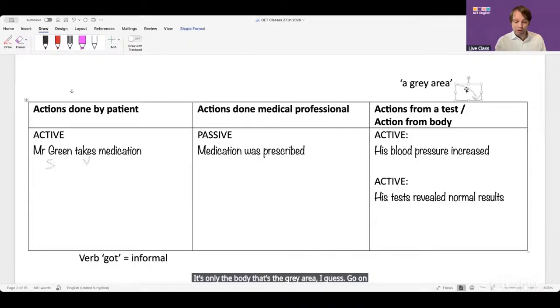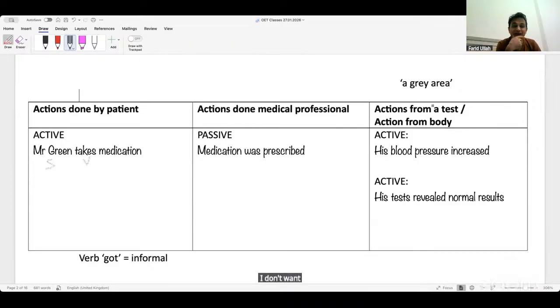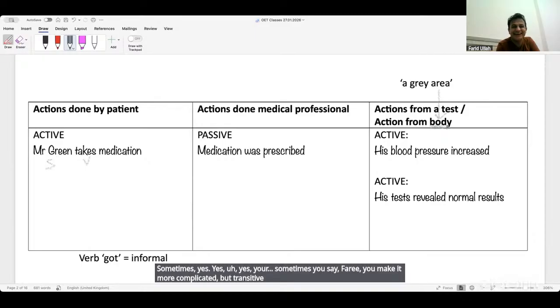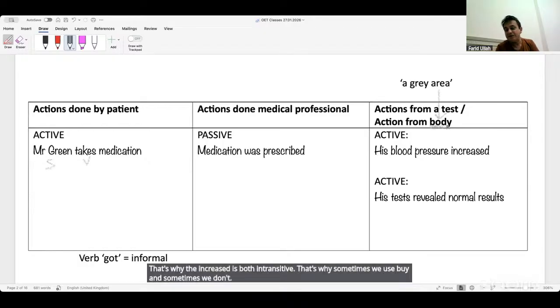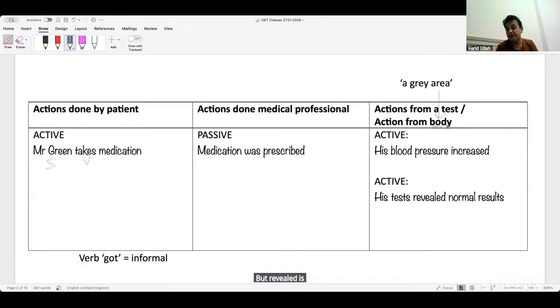Go on, Farid. Question, sir. I don't want to make it complicated, but I just want to make a comment about transitive and intransitive verbs. I noticed that intransitive verbs don't take an object. That's why increased is both intransitive and transitive. That's why sometimes we use by and sometimes we don't. But revealed is purely intransitive, I think. That's why we use the active.